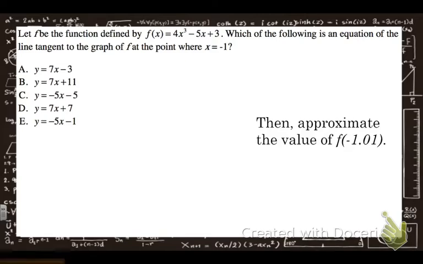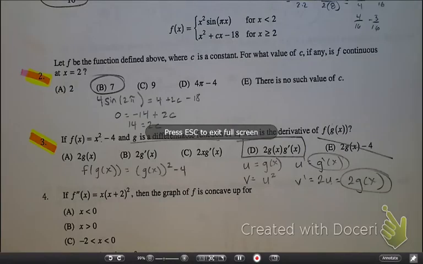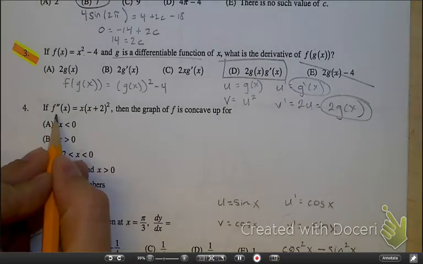So now we're going to take some time. We're going to go over to our packet, and let's look at the last answers in our packet to make sure that we're all good to go. So let's start with number 4. Number 4 says, here's a second derivative.